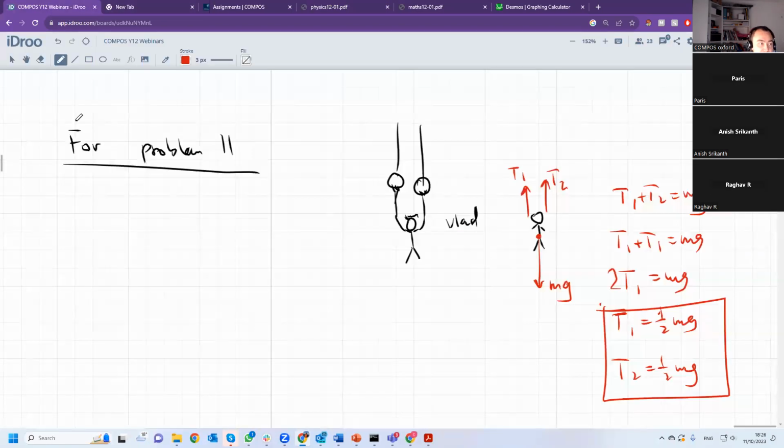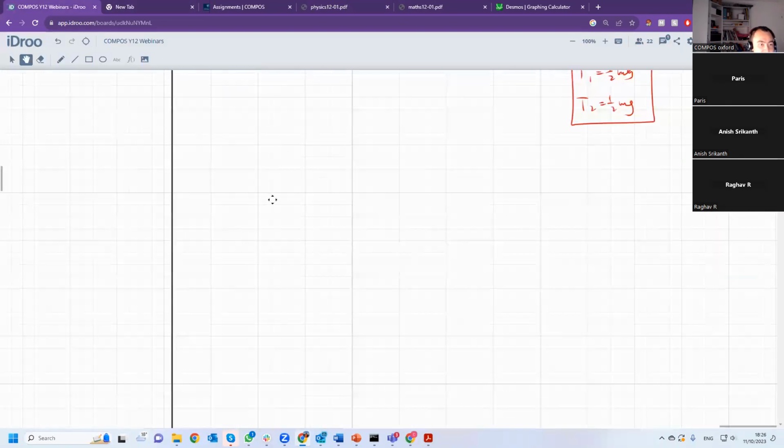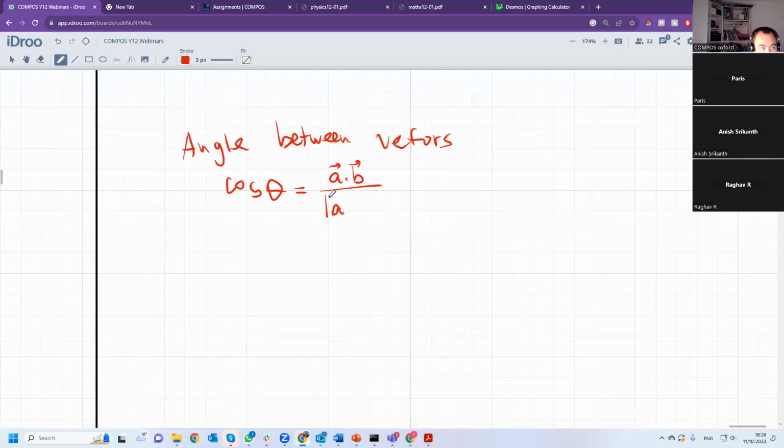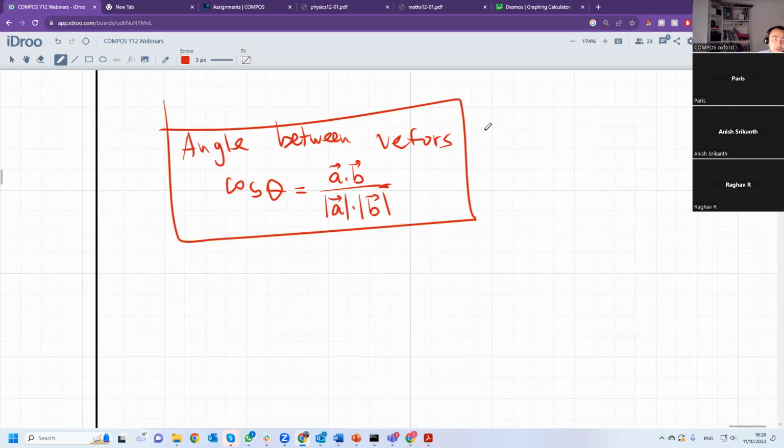You will need to use the formula to find the angle between vectors. So cosine theta is equal to the dot product of the vectors divided by the product of the lengths of the two vectors. You will need to use that for question 10, or problem 10.